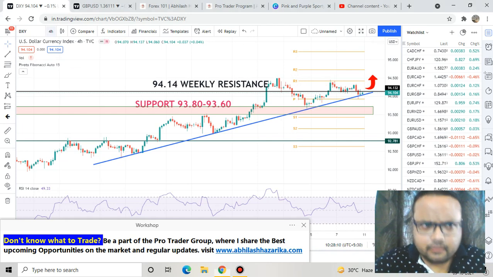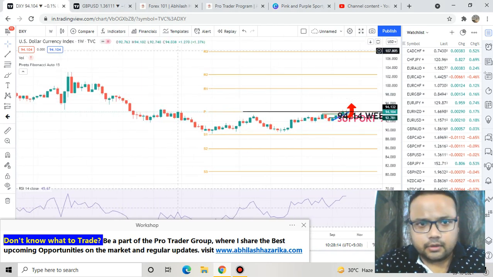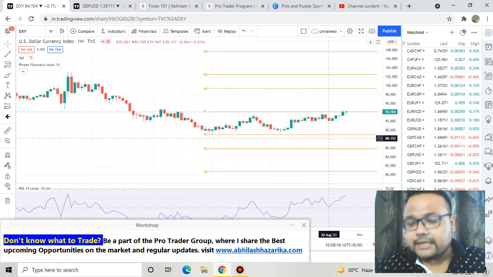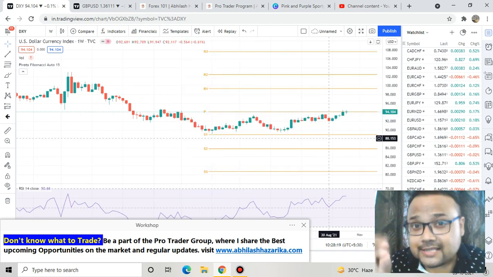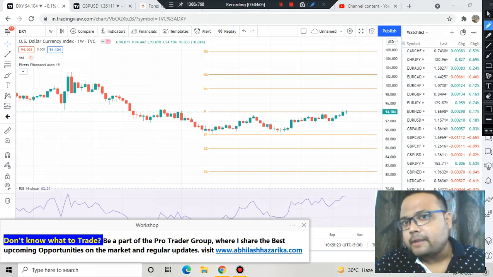And if we look at the chart carefully, and if we go to the weekly chart of US dollar here, then we can see that it is just now standing at the weekly resistance level, and most importantly it has formed a doji pattern on the weekly chart.